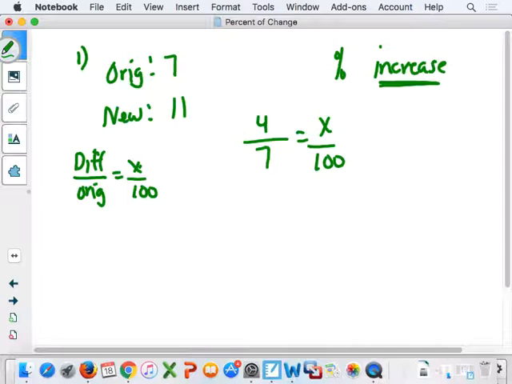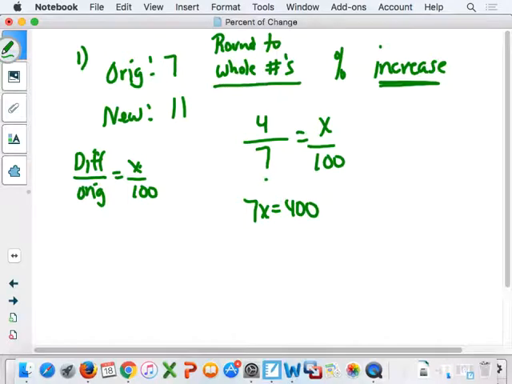Now that forms a proportion. So you look to see, is there any kind of a shortcut? Well, no, because 7 doesn't go into 100 evenly. So what can you do? Cross multiply. So you're going to get 7x is equal to 400. And on these we're just going to round to whole numbers if they don't work out, because we're not worried about learning how to divide or round right now.